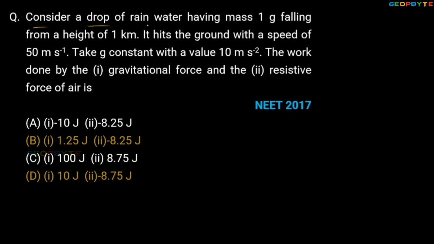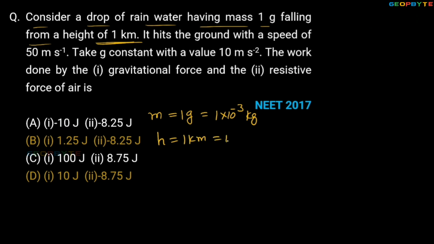Consider a drop of rainwater having a mass of 1 gram falling from a height of 1 kilometer. The mass of the raindrop is given as 1 gram, which equals 1 × 10^-3 kilogram. The height of the rain droplet from the surface of the ground is 1 kilometer, which is equal to 10^3 meters, because 1 kilometer equals 1000 meters.